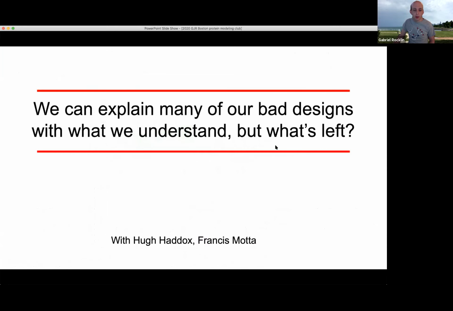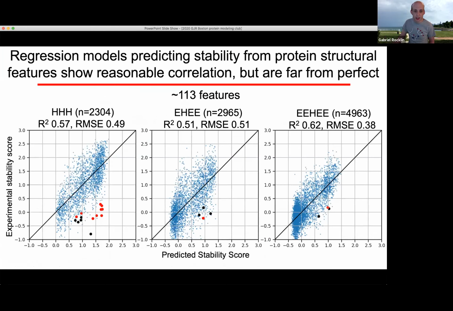So what we started doing after this was to try to take large numbers of features of these designs and make regressions that would try to correlate the stabilities of the designs with the structural properties of those designs. And I'll show you some of those regressions here. So this is I think random forest regression that actually Francis Mata, who's a collaborator of the Baker Lab, he's not in the lab, just a collaborator, made. Random forest regressions that were made from 113 different features. And for each of these topologies, he made a different regression.